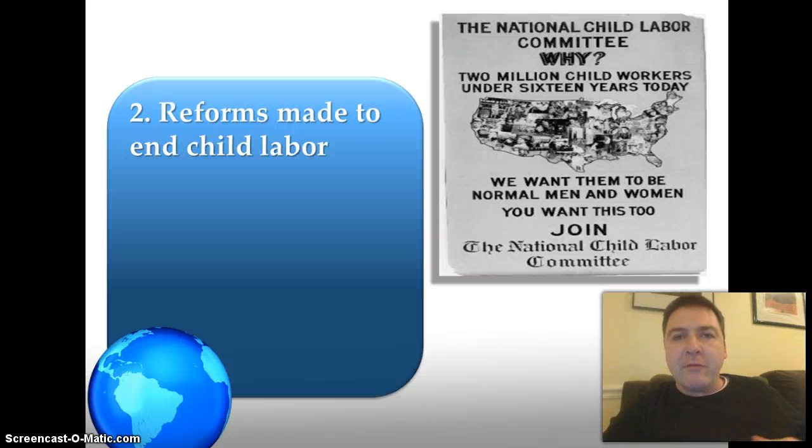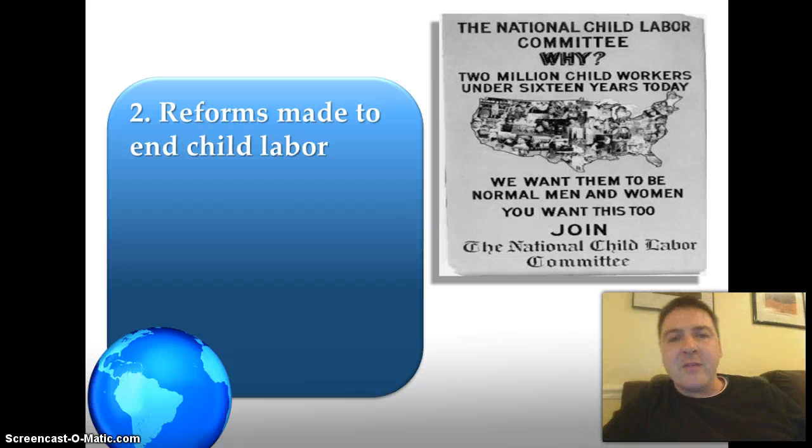Children have largely left the workforce, largely because of reforms made to end child labor. Society woke up to this negative side of the Industrial Revolution, which was using very young children to do these dangerous jobs.